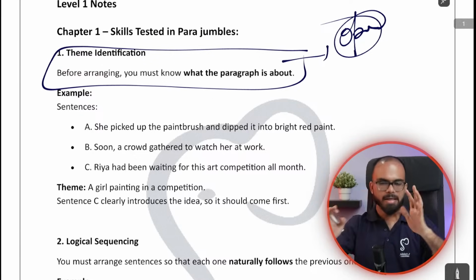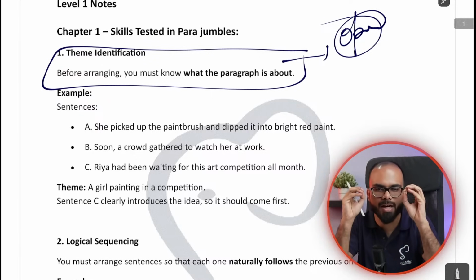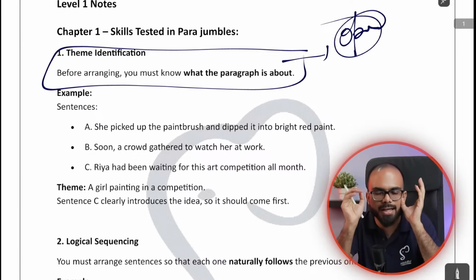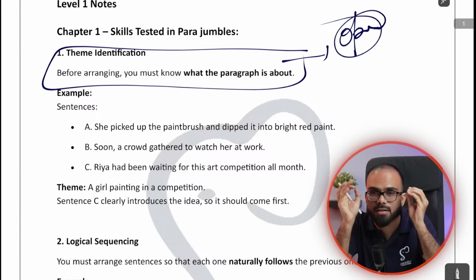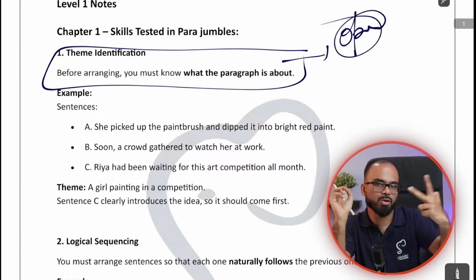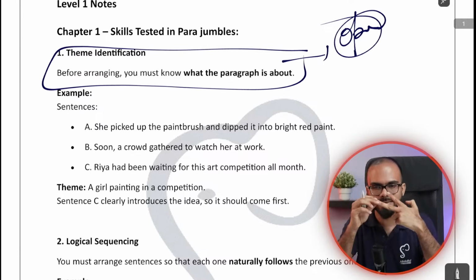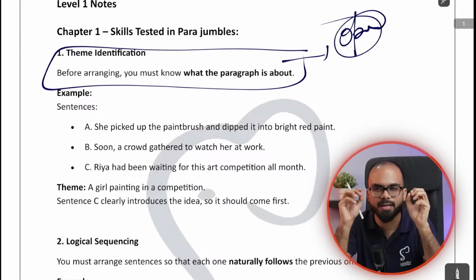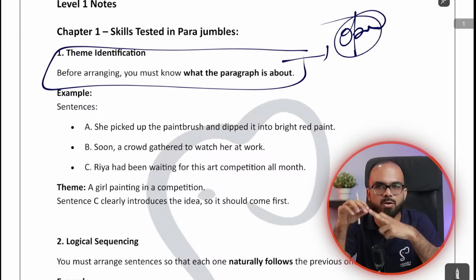Okay, yes, in parajumbles, if you can handle the core idea and look for the sentence that is introducing the idea, that will give your opening sentence. There are two ways of finding the opening sentence. One is through tricks, using rules such as, for example, if there is a noun in the sentence, that is the opening statement.